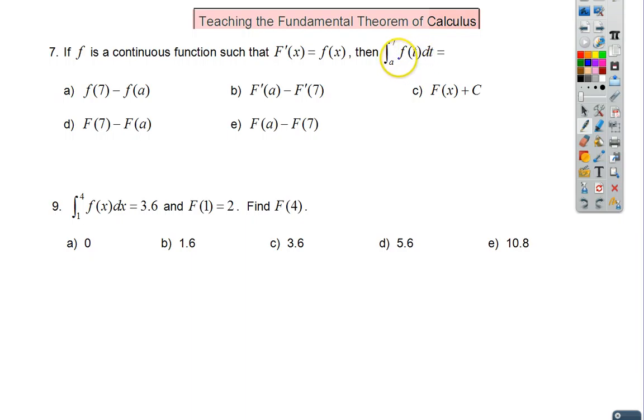They kind of give me that. What function? They say, well, f prime gets you f. So that means this right here, by the fundamental theorem of calculus, once I find that function, is just going to be simply capital F of 7 minus capital F of a. Answer choice on this one would then be D.